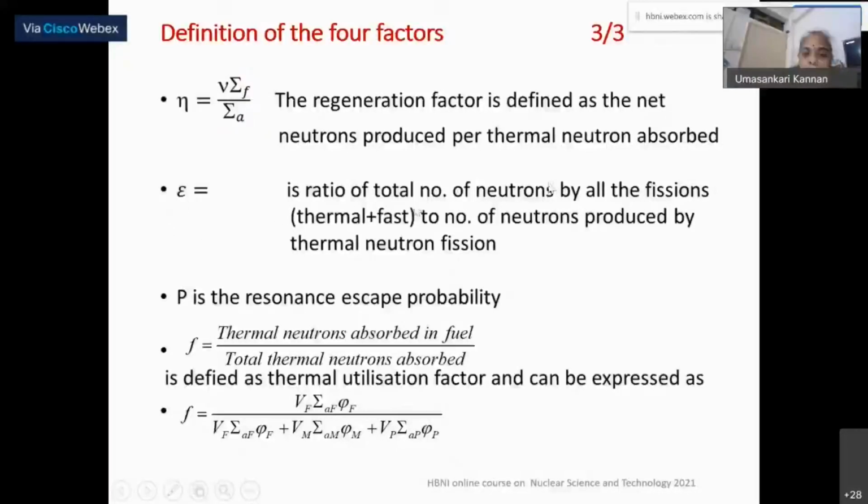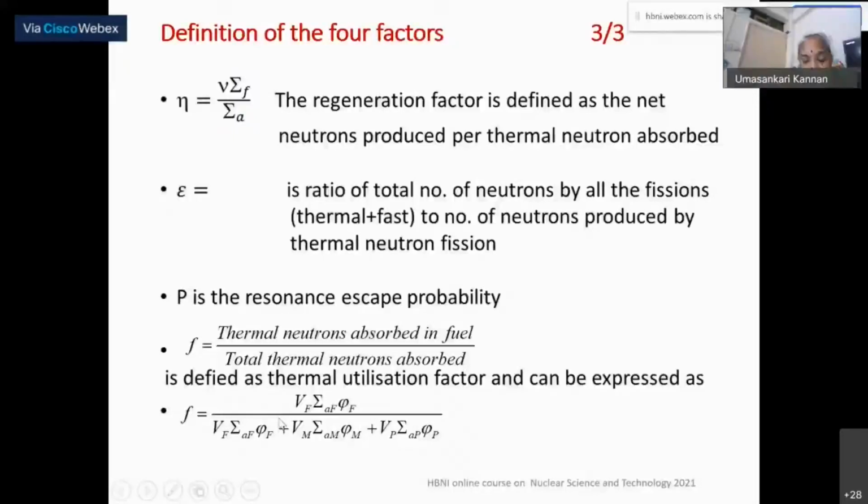And epsilon is the ratio of the number of neutrons produced by fissions, both thermal and fast, to the number of neutrons produced by thermal neutrons only. P is the resonance escape probability. It's a probability, so it depends upon the cross sections and so on. And f is defined as the thermal neutrons absorbed in fuel to the total thermal neutrons absorbed.